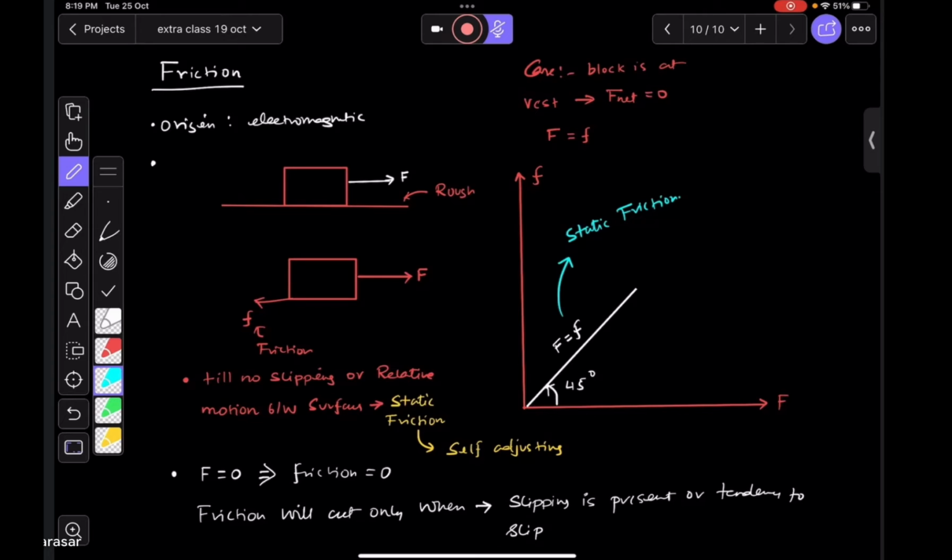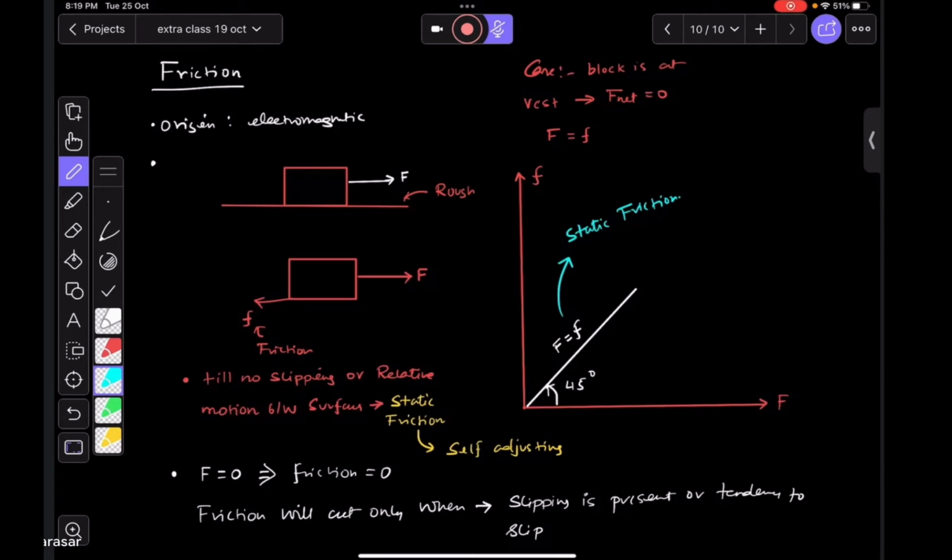Suppose the maximum friction force that can act is 10, and I apply 2, the friction force will be 2. I apply 5, friction force will be 5. I apply 8, it will be 8. I apply 9, it will be 9. I apply 10, it will be 10. But the moment I apply a little bit more than 10, maybe 10.001, you will find the friction force reduces by a very small amount, becoming a little bit less than 10. And then afterwards, it will remain equal to that.